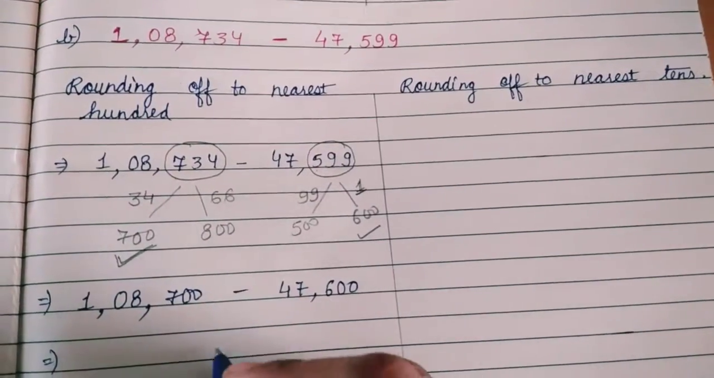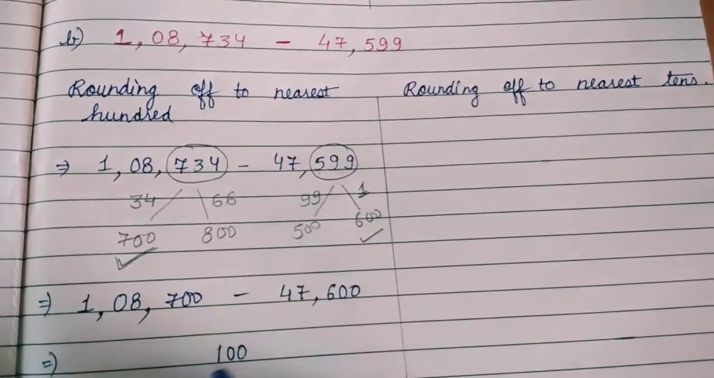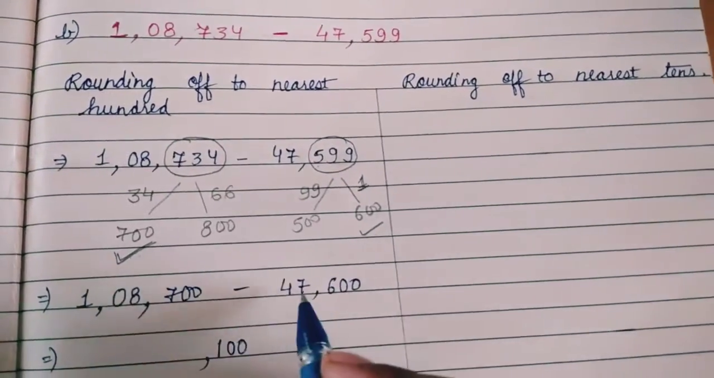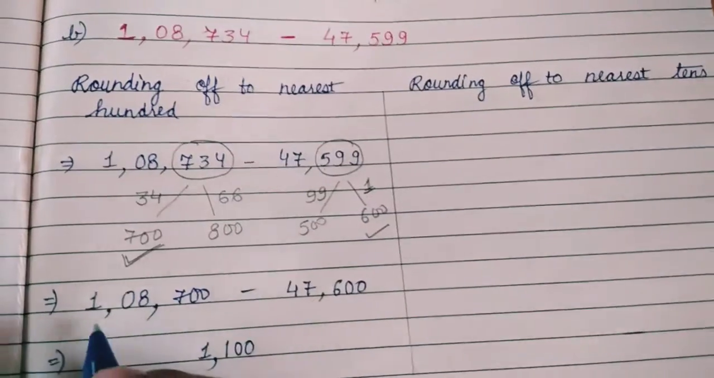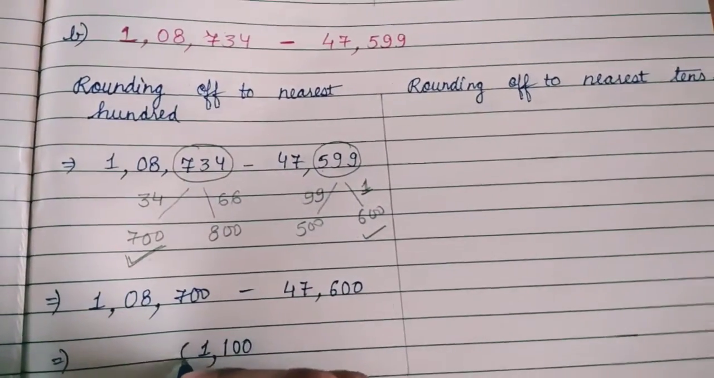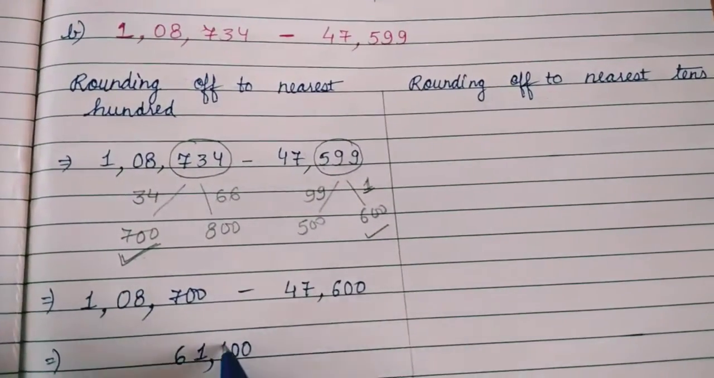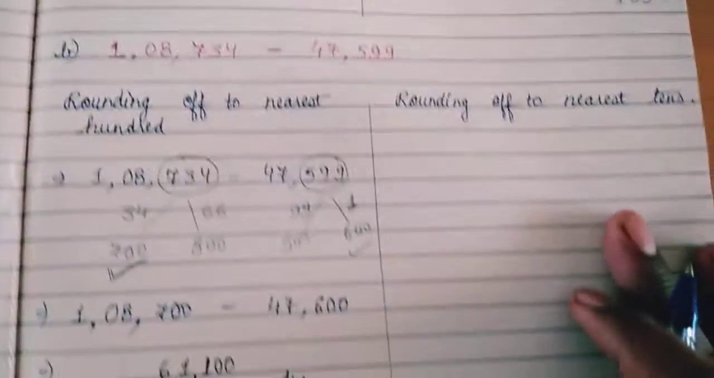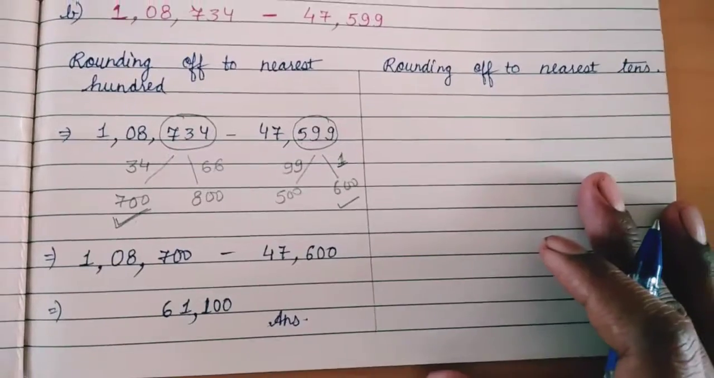700 minus 600 is 100. Okay. And 8 minus 7 is 1. 10 minus 4 is 6. So 61,100 is the answer after estimating according to the nearest 100 place.